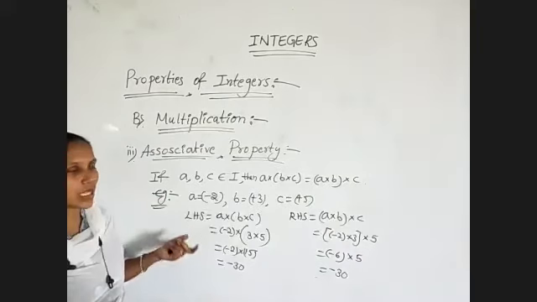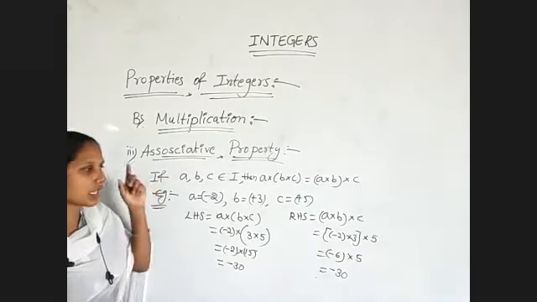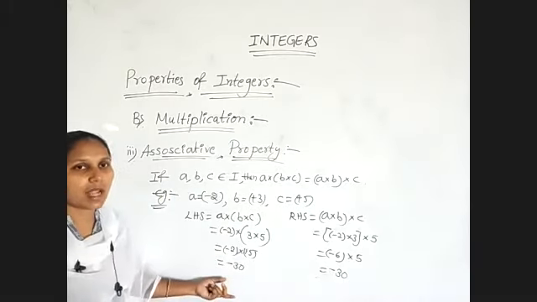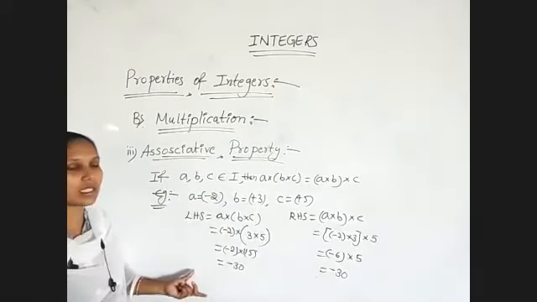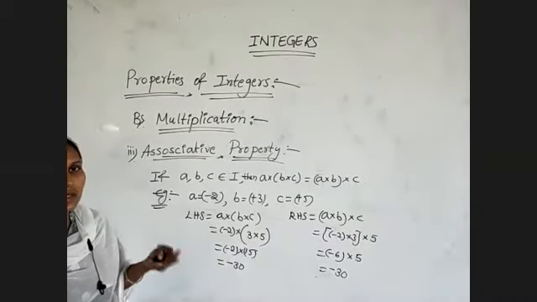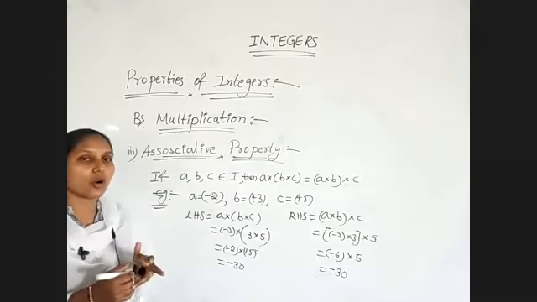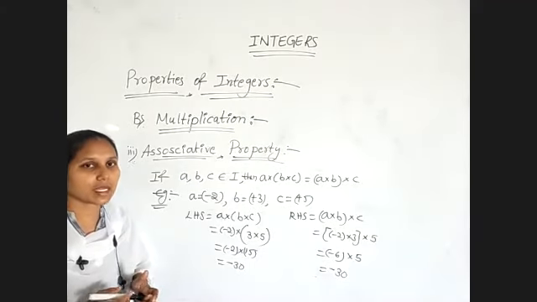So remember all these points. Whatever you have performed for addition, that same thing we are performing for multiplication also. And here also all three properties, whatever we have studied, closure property, commutative, associative, are applicable for integers over addition as well as multiplication.